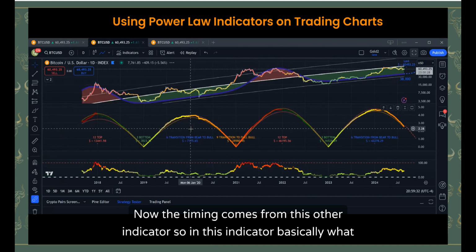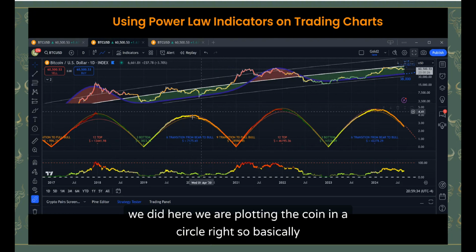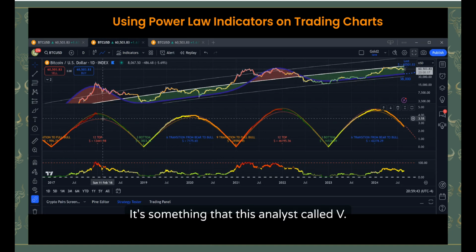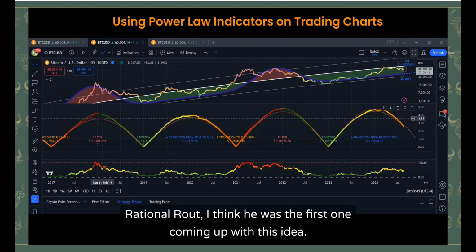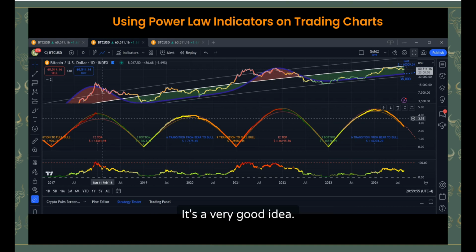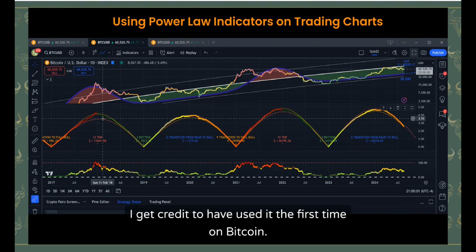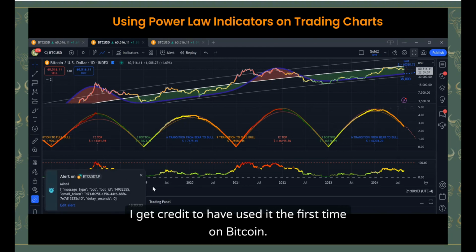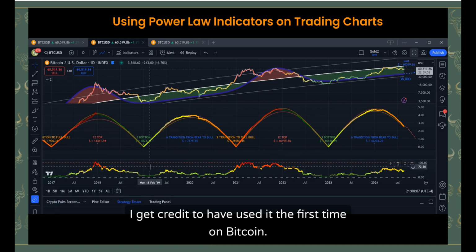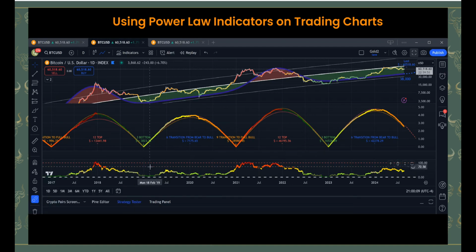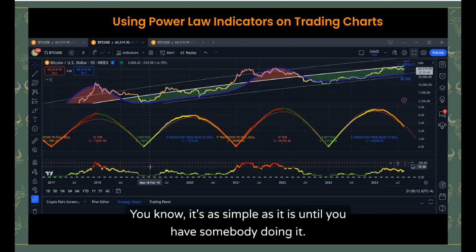So in this indicator, basically what we did here, we are plotting Bitcoin in a circle, right? So basically, it's something that this analyst called the Irrational Root. I think he was the first one coming up with this idea. So I want to give a shout to him. It was a very good idea. It's nothing new, right? Like the power law, it's nothing new. I get credit to have used it the first time on Bitcoin. So this is where my credit comes from.